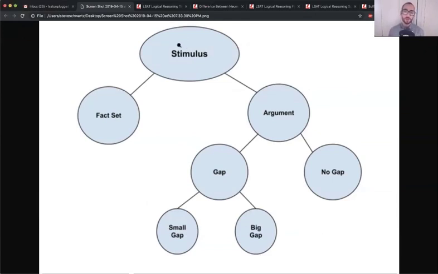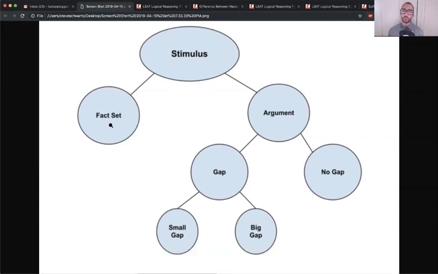So we've got the stimulus, which is an argument or a fact set. And so you see I have here, it could be a fact set or it could be an argument. If it's a fact set, that means it contains no conclusion at all. It is not making a claim. We are simply to take all the information in the stimulus, in the fact set, as being given.